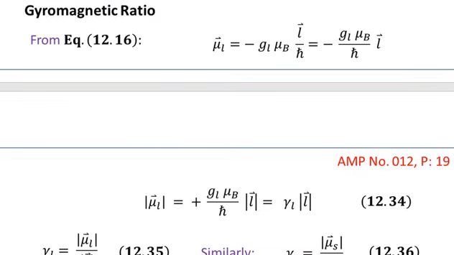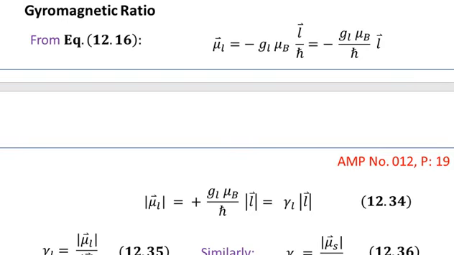And here you can introduce the gamma function, gamma L, instead of GL mu B over H bar, as shown in equation number 34. So GL mu B over H bar has been replaced by gamma L, and we have chosen a positive sign, because we have chosen the magnitudes over here, and we can take a positive sign.